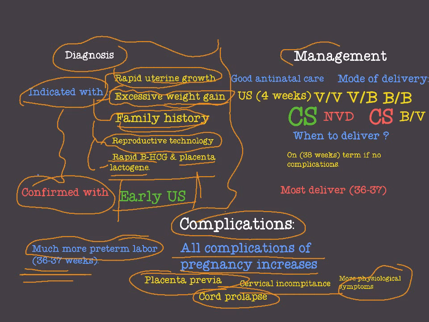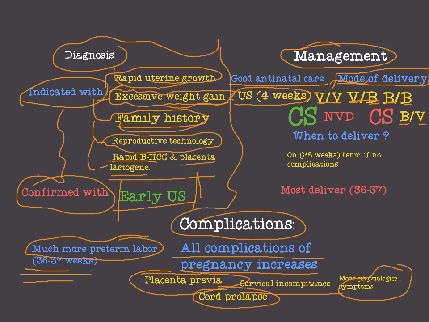Okay, what is the management of multiple gestation? First of all, we have to do good antenatal care, ultrasound every 4 weeks, more folic acid administration, and good nutrition. Okay, the mode of delivery is the most important thing to take care of. Okay, we have 4 possibilities: the first baby vertex and the second vertex, the first vertex and second breech, the first breech and second breech, the first breech and second vertex.